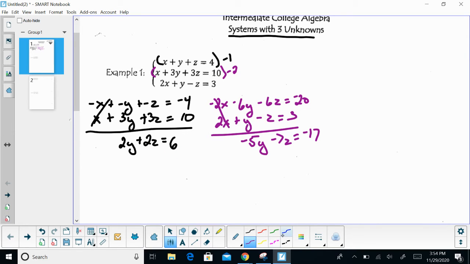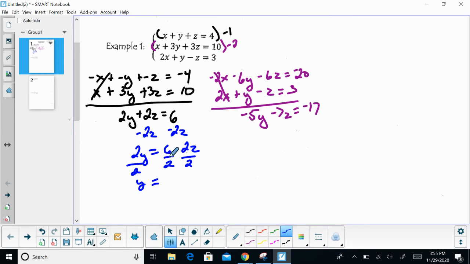So I'm going to take this black equation here, and I'm going to solve it for y. There's lots of different approaches that you can take here. You really just have to pick one and go for it. So I'll have 2y equals 6 minus 2z, divide by 2. That leaves me y equals 6 divided by 2 is 3 minus 2 divided by 2 is 1, so 3 minus z.